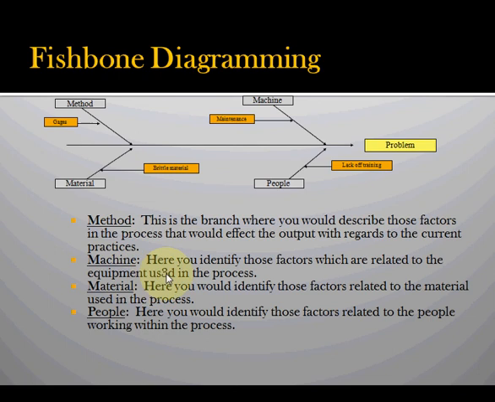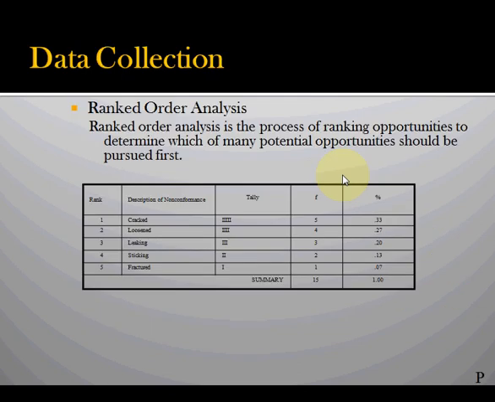Oh, I see I have a typo here, so don't everybody giggle. We have material. Here you would identify those factors related to the material used in the process. And then here we have people. You would identify those factors related to people working on the process. So these are factors. So gauges are a factor under method. Brittle material under material. Maintenance wasn't performed on a machine. And there was a lack of training of the people.